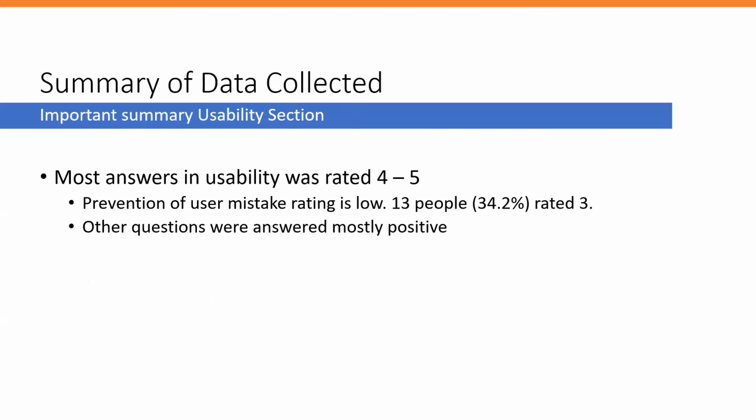And the important summary in usability sections are here as well. Most answers in usability was rated 4 to 5. However, prevention of user mistake rating is low. 13 people, that's 34.2%, rated 3. Other questions were answered mostly positive. So they were answered about 4 to 5.